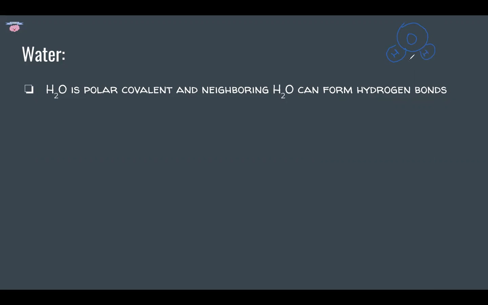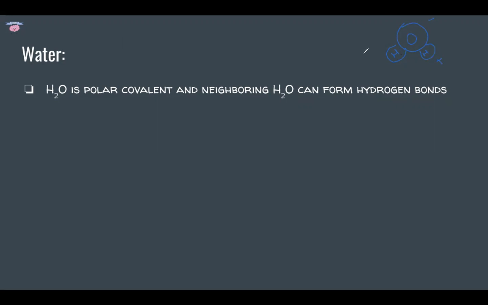So H2O is polar covalent. First of all, covalent, it means that the bonds between the hydrogen and the oxygen, they share electrons, they don't give or take electrons. Polar is a very fancy term for saying that they don't share the same electronegativity. This is more electronegative than this. Basically, this shares more electrons than this. Or sorry, this takes more electrons than this.